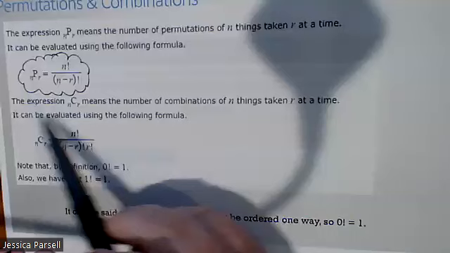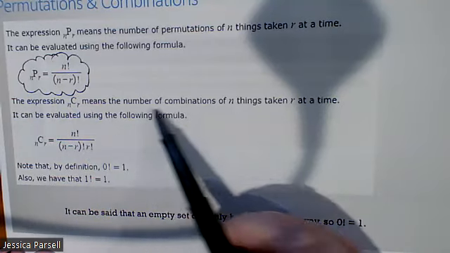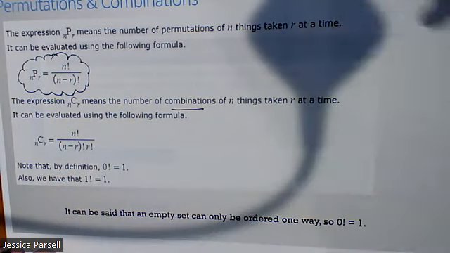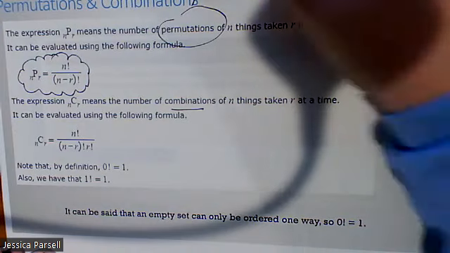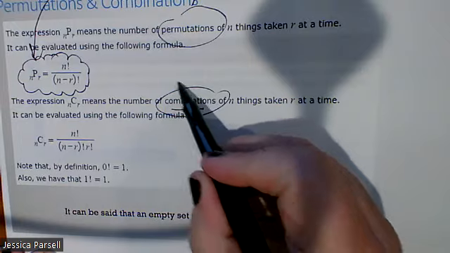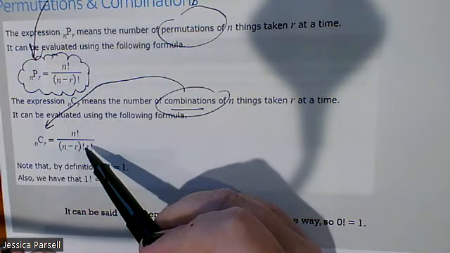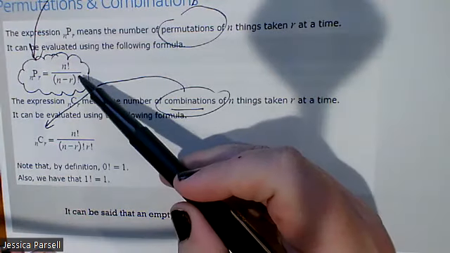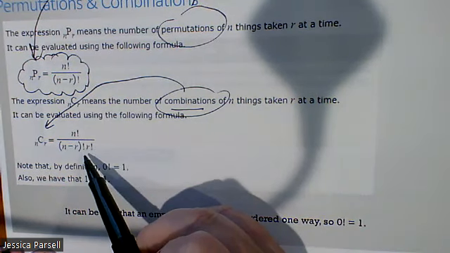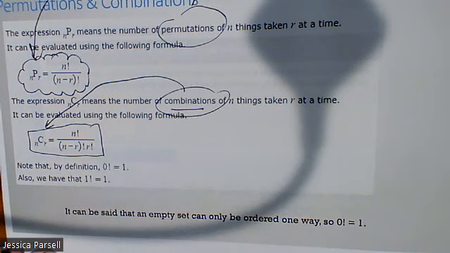The expression little n, large C, little subscript r just means the number of combinations of n things taken r at a time. So notice a permutation has a P in the formula. A combination has a C in the formula. And the formulas are pretty similar. You're going to see that the permutation formula is actually hidden inside the combination formula, but the combination formula has a little extra something here. Okay, it's got that little r factorial.